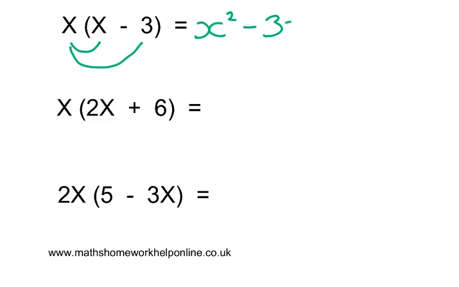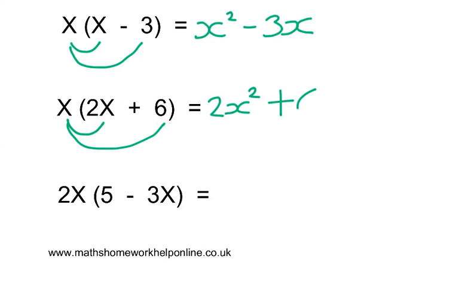We always write the number in front of the letter. So again, looking at the next example, we've got x times 2x plus x times 6. So x times 2x, so first of all we write the 2 because that's the number term, and then x times x is x squared plus x times 6 is 6x.